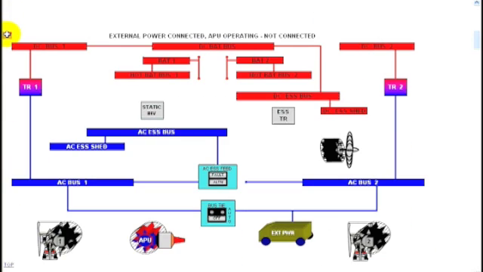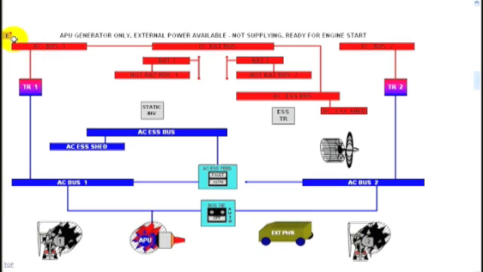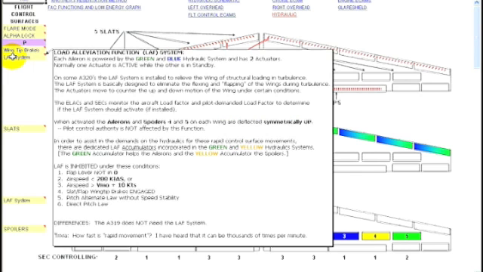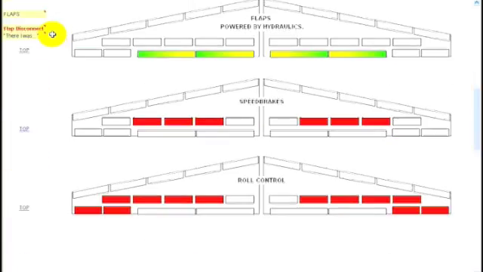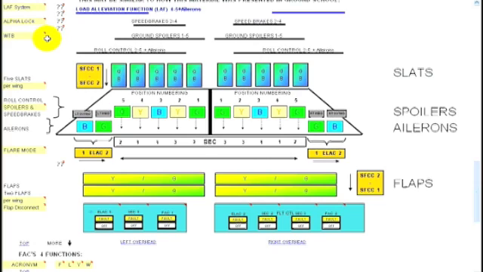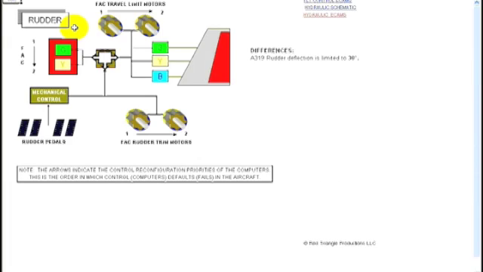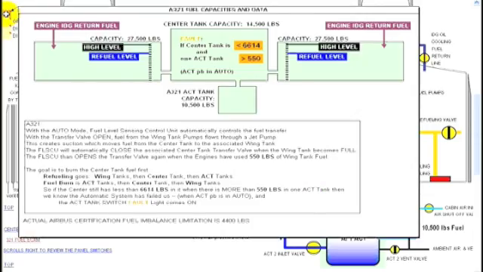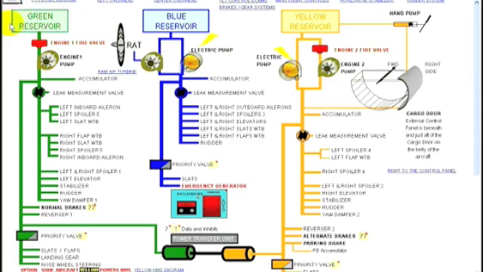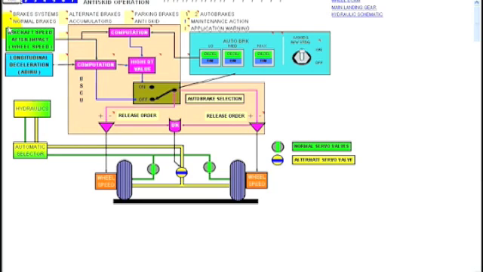Situations easily understood in a simplified format. Flight controls. Here's all the main wing surfaces, and some airlines use this presentation. Stab and elevators and rudder. Fuel system fully explained and differences with the 321. Hydraulics and PTU logic, ram air turbine and the rat logic, and wheels and brakes.